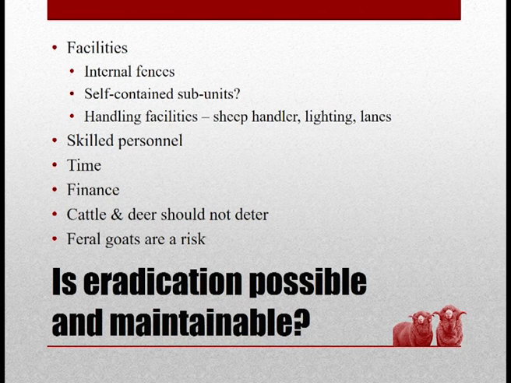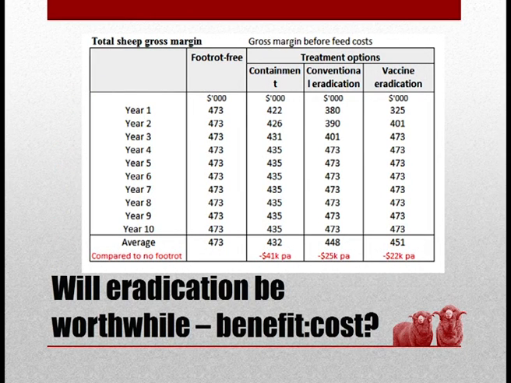Incidentally, the presence of cattle and deer should not discourage you from having a crack at eradication. We've got fallow deer running all over Tasmania, and we've eradicated on a number of properties without any problem. But feral goats can be a problem. They'll certainly carry virulent foot rot. Then you've got to work out, is it cost effective to eradicate that foot rot?